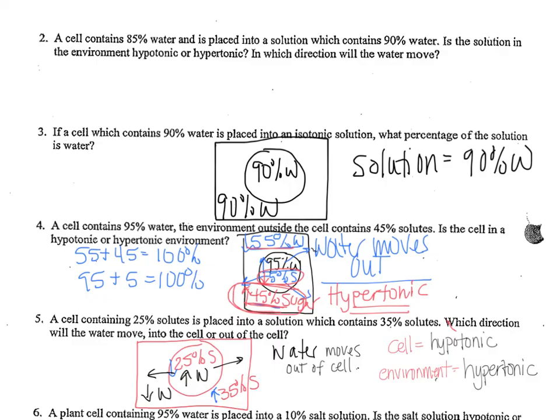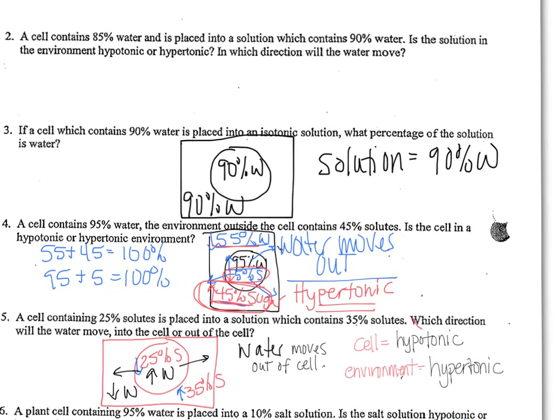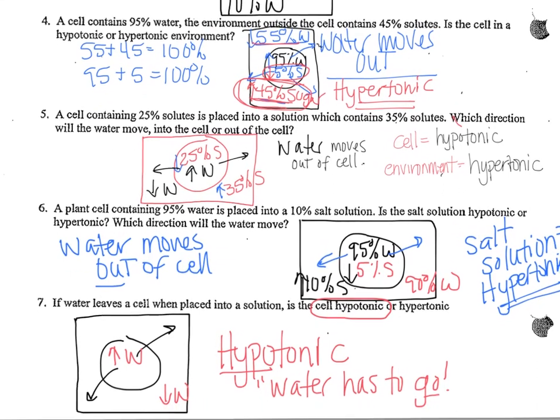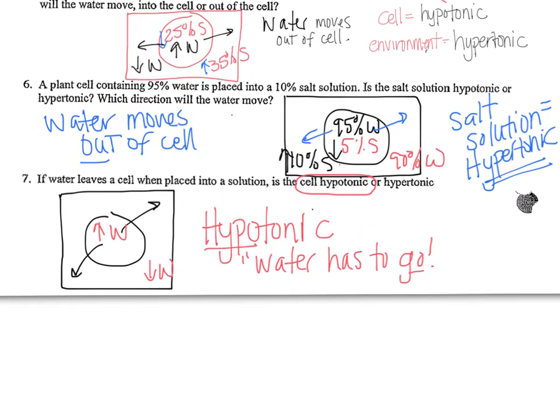I'm going to quickly go through the rest of the answers so you can double check your own. Number 3, we skipped over, but 90%. The solution would therefore also be 90%. Moving on to problem 5. Water is going to move out of the cell. That means that the cell is hypotonic and the environment is hypertonic. It doesn't ask you that question, but I put that down. Number 6, let's look. It's water moves out of the cell, and the salt solution therefore is hypertonic.